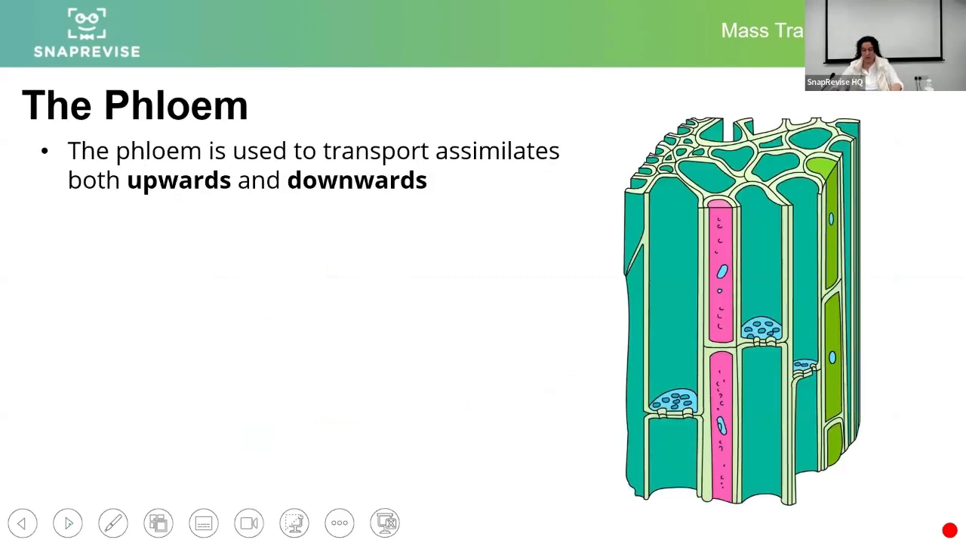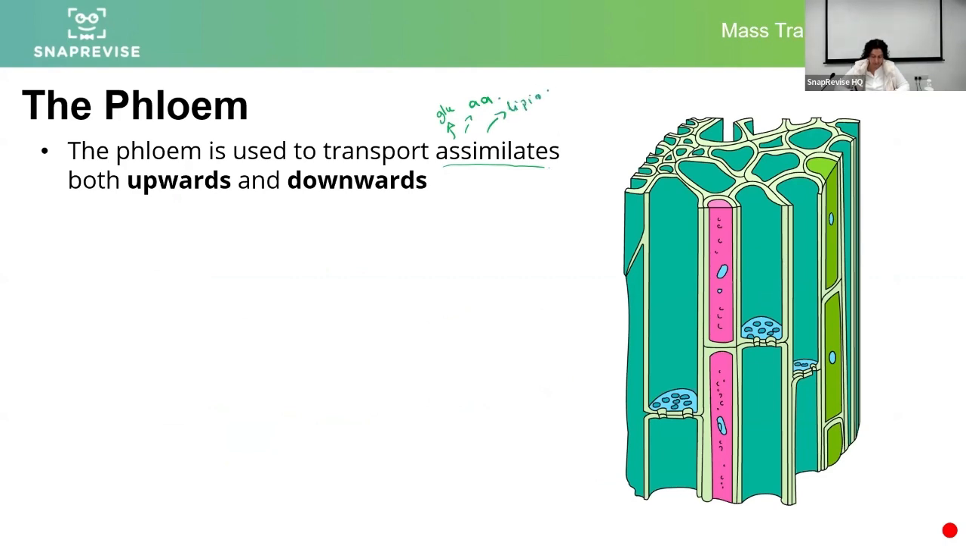Now, let's look at the structure of the phloem in a bit more detail. So we said that the phloem is used to transport assimilates. What are assimilates? Assimilate is basically a term to mean the organic nutrients that a plant is able to make for itself by photosynthesis. So it's basically glucose, amino acids. It could also be lipids. And the direction of flow, in contrast to the xylem, which is upwards only, roots to leaves, the direction of flow in the phloem can be either way. It can be up or down.